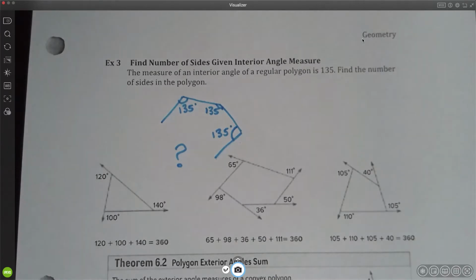It says the measure of an interior angle of a regular polygon is 135. So all of them are going to be 135s, except I don't know how many sides there are. Find the number of sides. So we kind of have to work backwards just a little bit. If you think about the last problem, the 6-sided figure, what did we do first when we had that 6-sided figure?